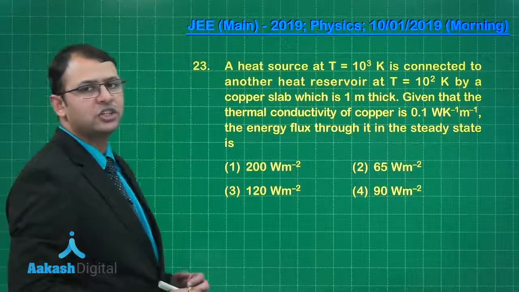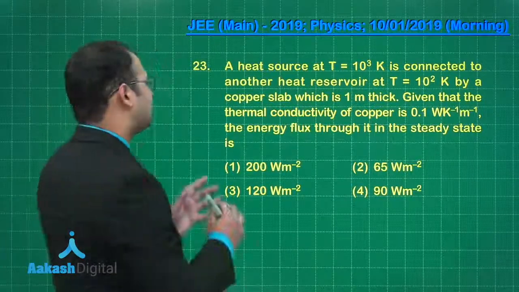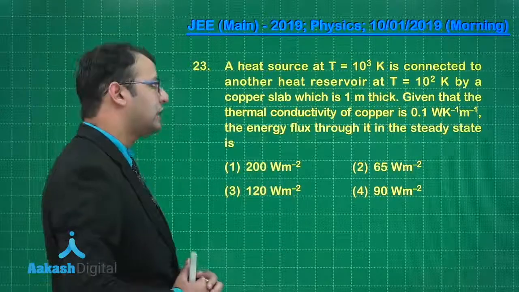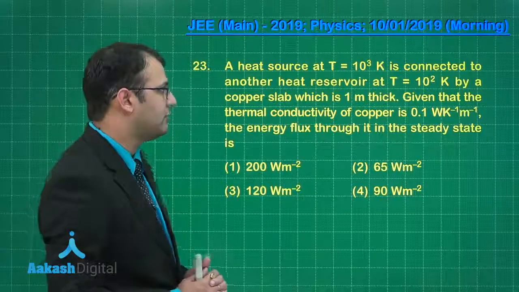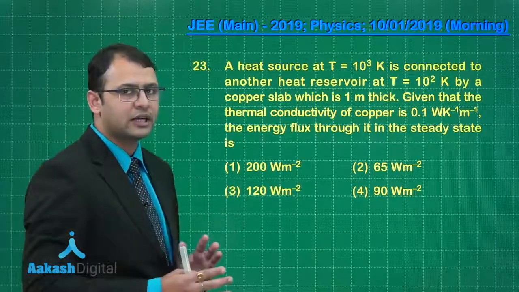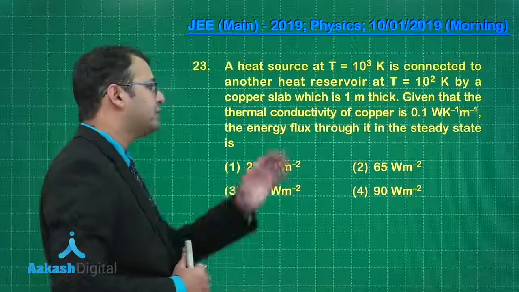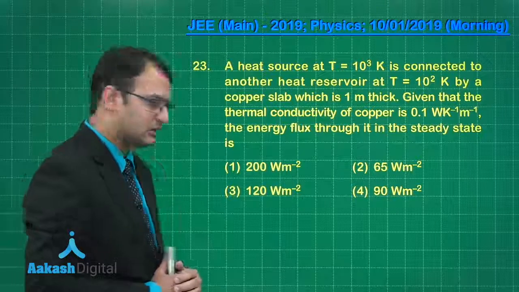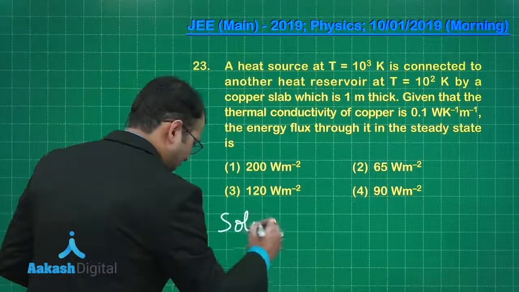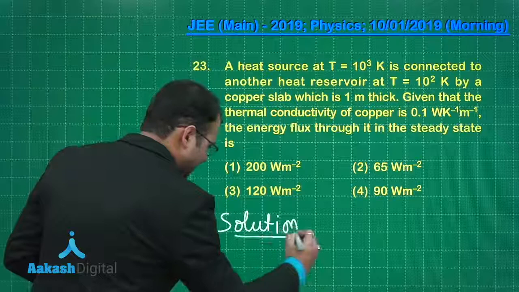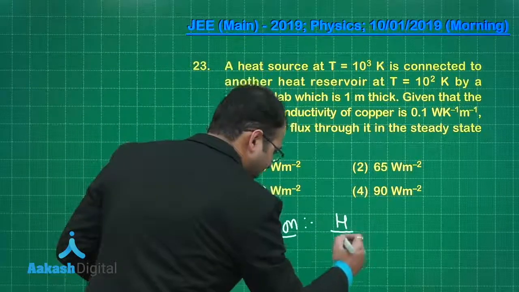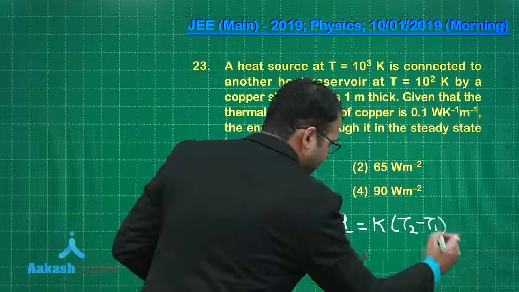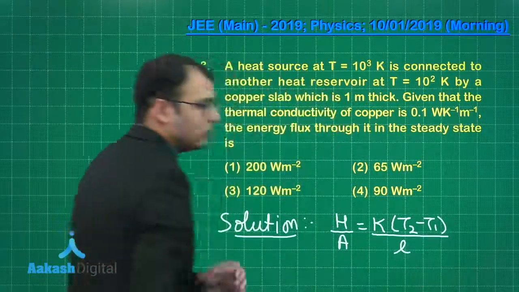Now this question belongs to a section of heat and thermodynamics. As per the question, a heat source at T equals 1000 Kelvin is connected to another heat reservoir at a temperature of 100 Kelvin by a copper slab which is 1 meter thick. Given that the thermal conductivity of copper is 0.1, the energy flux through it in steady state is. So what do we mean by energy flux? It is basically the ratio of heat flown per unit area, which can be written as K into temperature difference divided by the length.